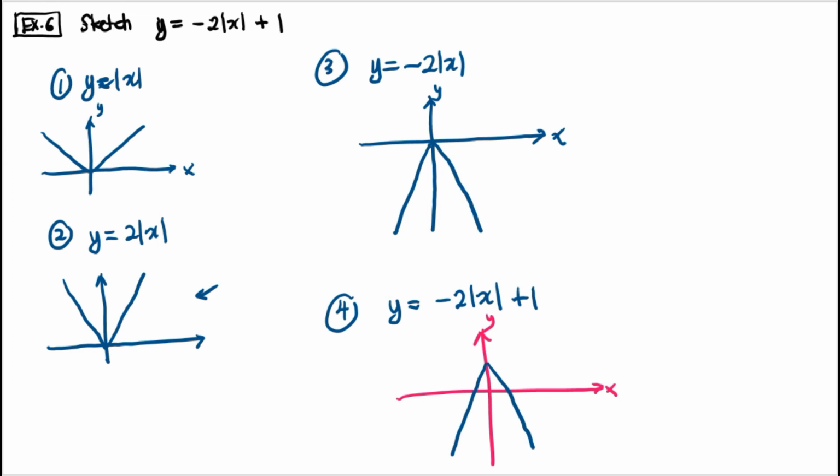So that's basically the graph transformation. We have 3 types of transformation. The first one is translation, the second one is reflection, and the third one will be the compression or the stretch. So good luck at sketching this graph.